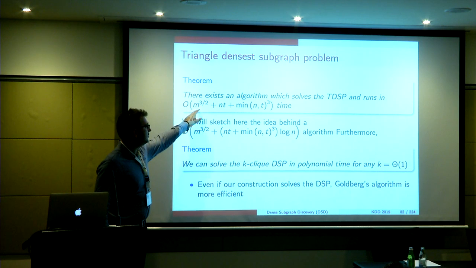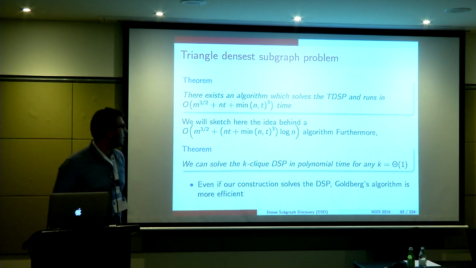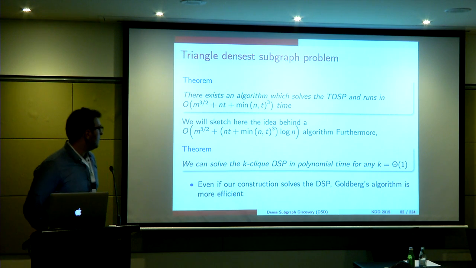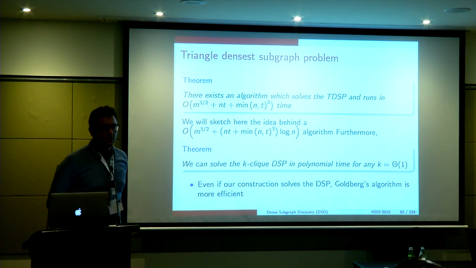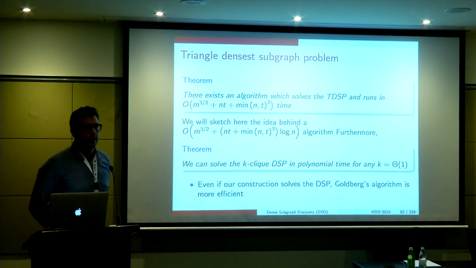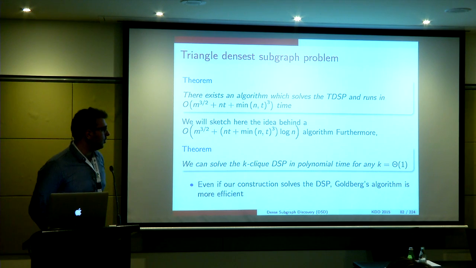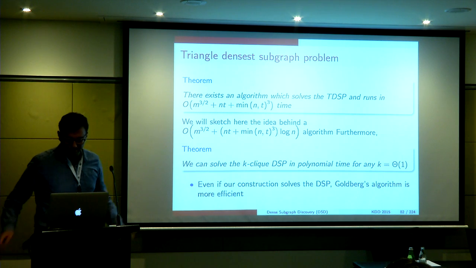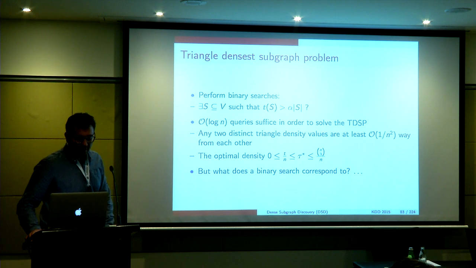M is the number of edges, plus n times t, where t is the number of triangles in the graph, plus the minimum of these two quantities raised to the cube. So I will sketch you an idea which has an extra logarithmic factor which can be removed by using parametric maximum flows. And furthermore, more generally, we can solve this problem in polynomial time for any constant k. So let me sketch out the idea of the polytime algorithm, and then we'll have the break.